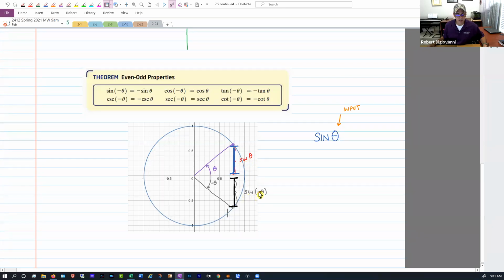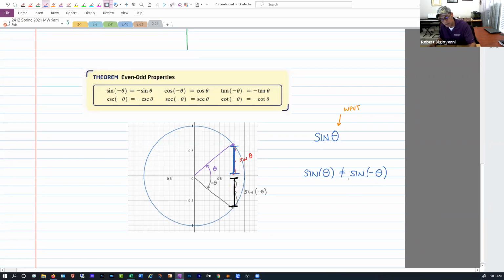And then because this is in the fourth quadrant, wouldn't we get a negative number? So these two values, even though if you measure them with a measuring tape, they're the same length, one of the answers is positive and the other one is negative, which means that if you take theta and plug it into sine, you do not get the same thing as you get when you plug in negative theta, right? These are not the same.